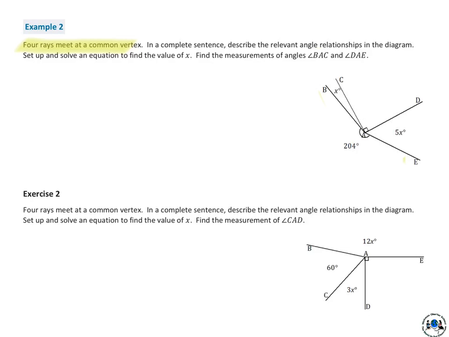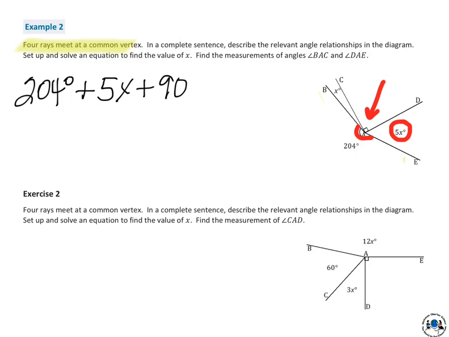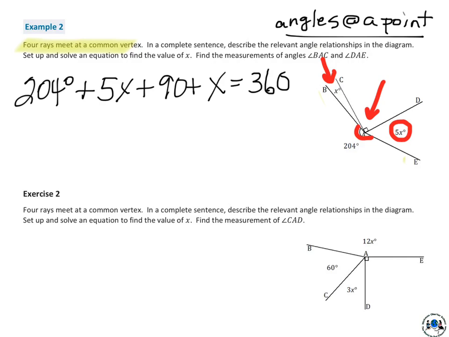Okay, let's take a look at this one. I guess it wasn't as hard as I thought it might be. It wasn't really that mucky. So we have 204, and that takes up that whole entire angle there. And we can add 5x, which is part of our unknown. 90 degrees is revealed to us by the box in the corner, and then x right there all equals 360 because this is an angles at a point relationship, and angles at a point add up to 360 degrees.